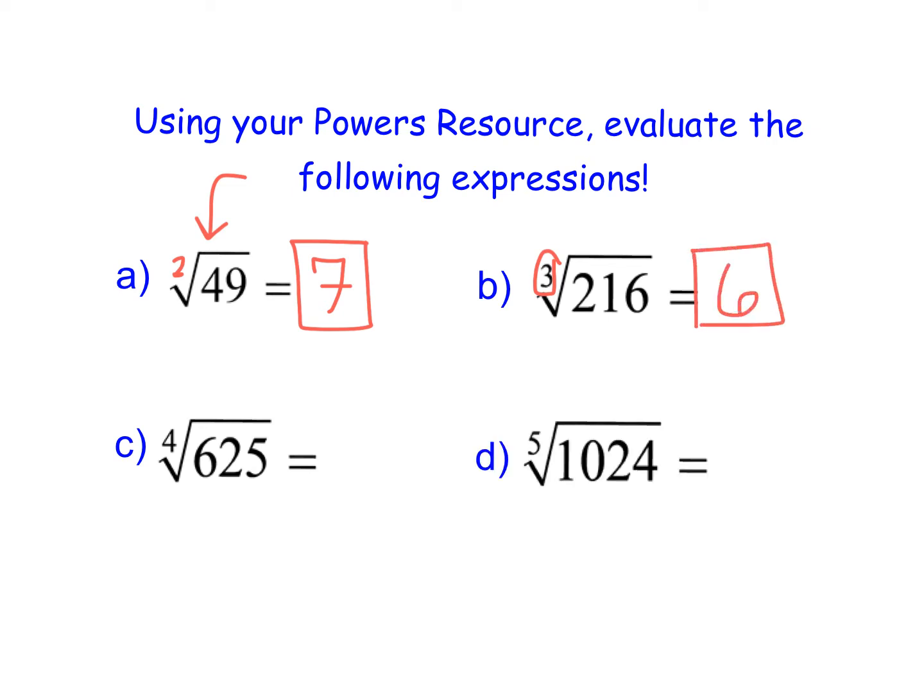Then if I move on to part C, I notice I have the fourth root here. So I'm thinking what to the power of 4 will give me 625. And if I look down to the fourth power column, I'll notice that 5 to the power of 4 gives us 625. So the fourth root of 625 is 5.